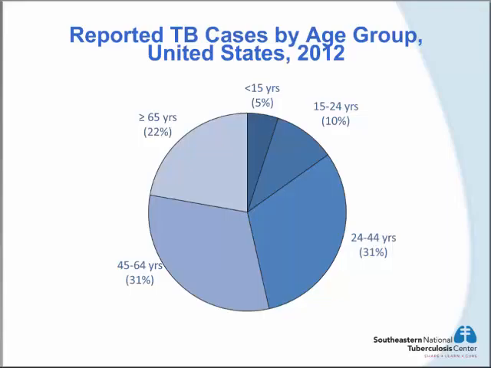If we look at the TB cases reported by age group, you can see that the pediatric cases actually represent only 15%, if you go from 0 to 24 years of age. 5% is less than 15 years of age, and 10% between 15 and 24 years of age. Most of the population with active cases of TB are in the 24 to 44 age range, and some in the 45 to 64 age range, which means that this disease really affects people that are in their productive age.